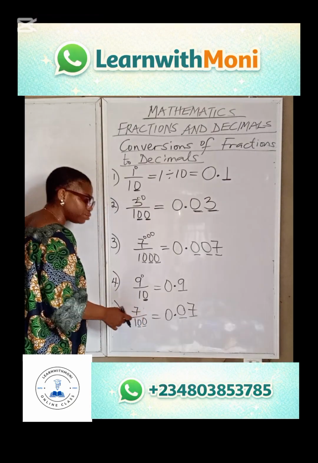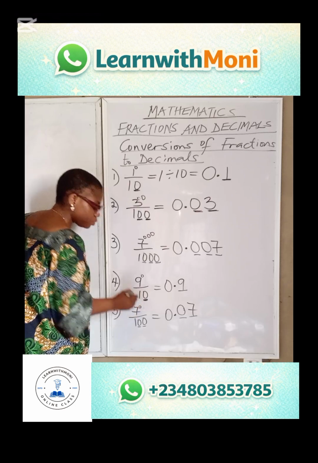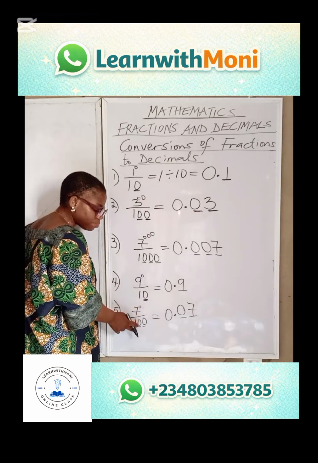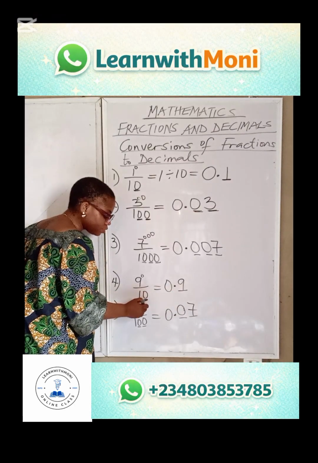Let us use the standard method. 7 divided by 100 is 0. I'll put an invisible 0. 70 divided by 100 is 0. I'll put an invisible 0.